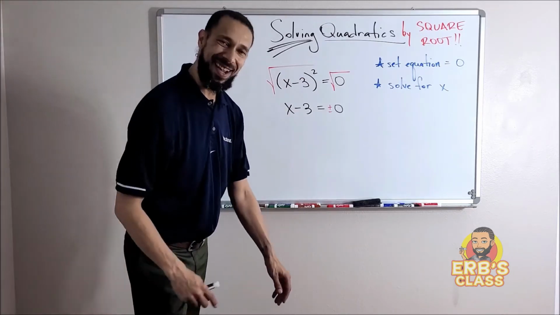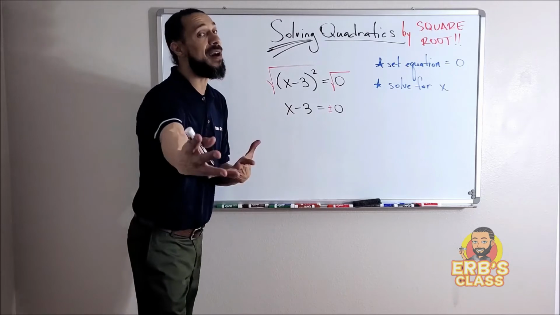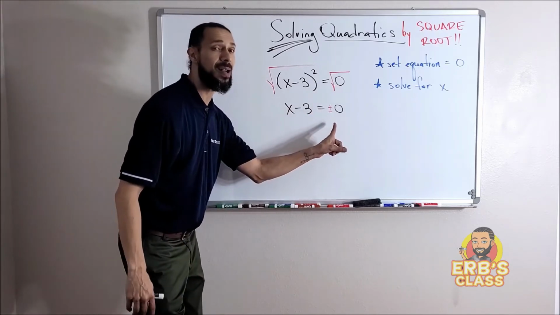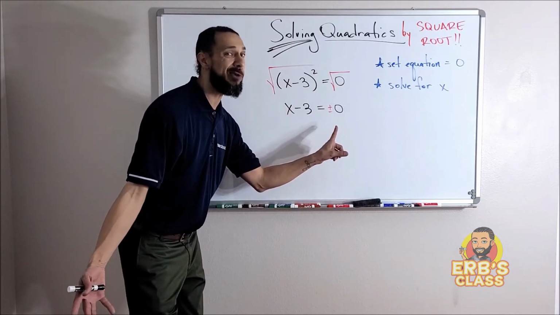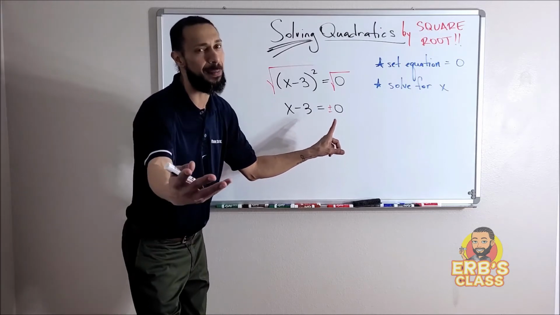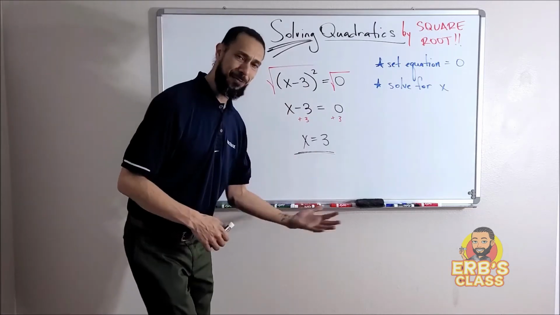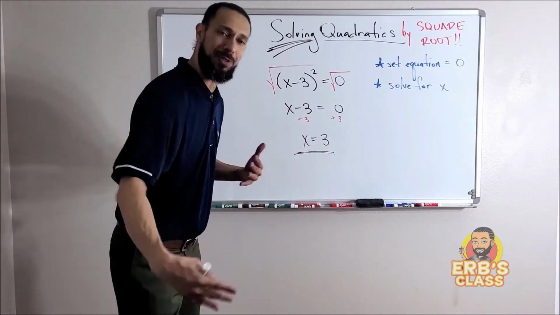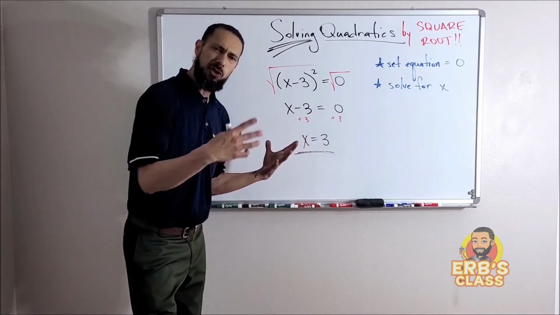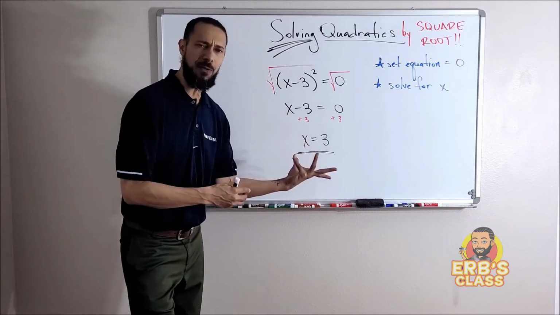Just like that. And I take the square root, and remember, every time you take a square root, you got to do a plus or minus. A plus or minus 0. Come on, that's the same number. Good. Okay, let's solve this. Of course, add 3 to both sides. x equals 3. Now, we had 2 answers before, and we had 0 answers before.